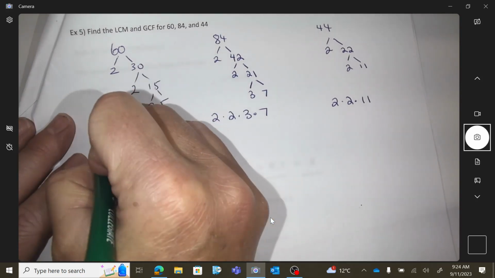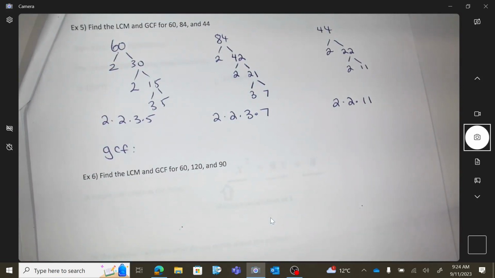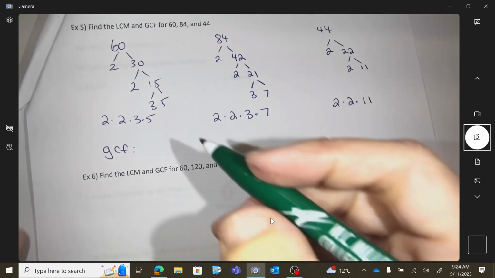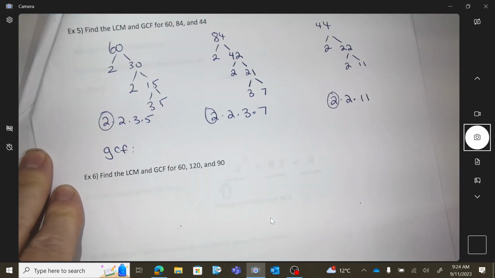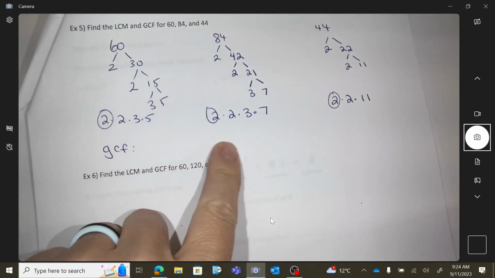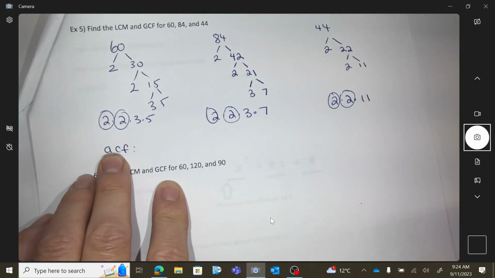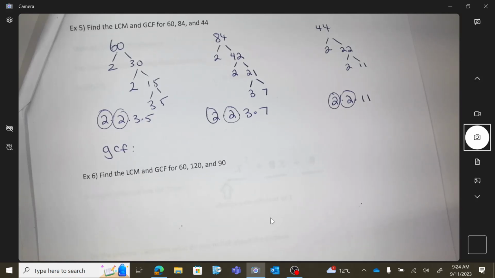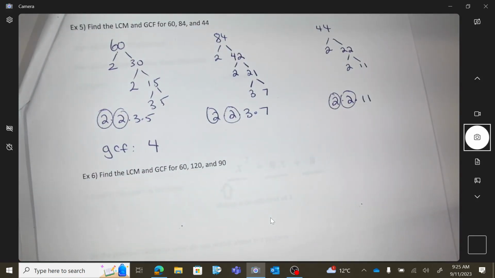Okay, so GCF is done in the exact same way. What do they all have in common? They all have to have it. So I can say that they all have a 2. They all have a second 2. That's it, right? But they all have to have it. So they're all divisible by 4.